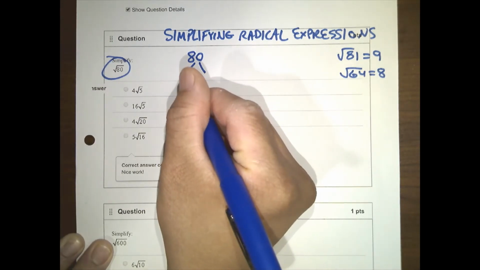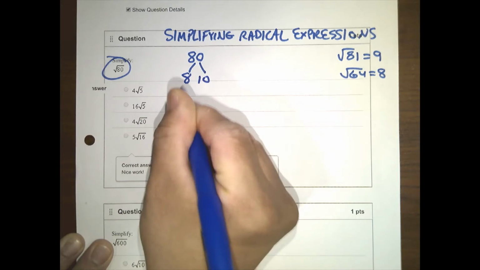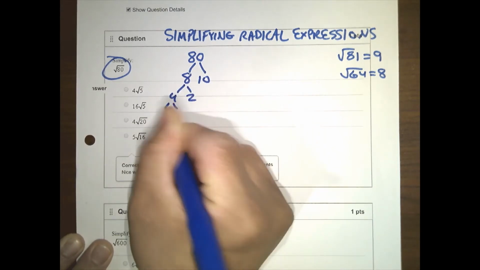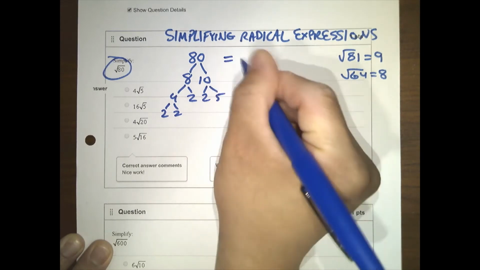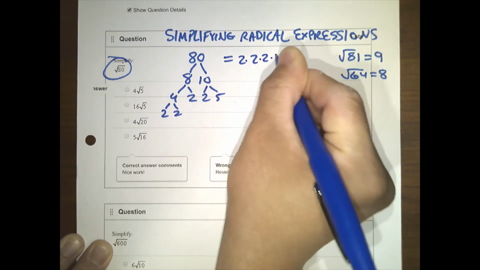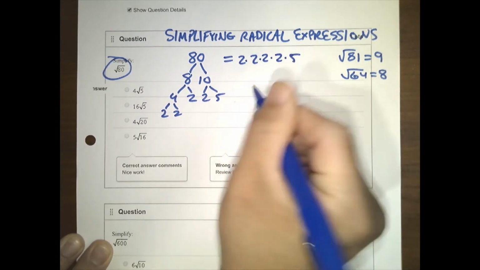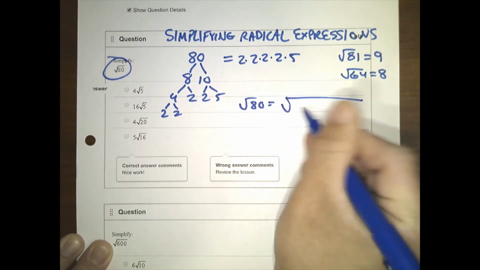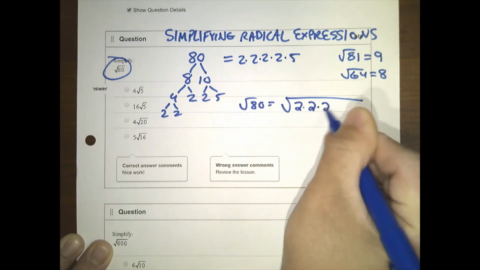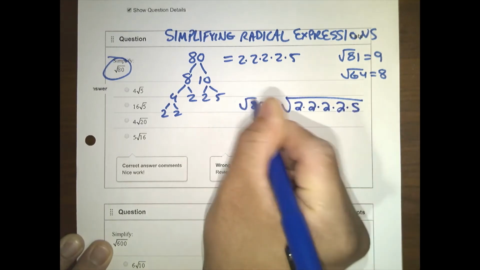So one way to write 80 is 8 times 10, and 8 is 4 times 2, 4 is 2 times 2, and 10 is 2 times 5. So 80 is 2 times 2 times 2 times 2 times 5. So the square root of 80 is the square root of 2 times 2 times 2 times 2 times 5.